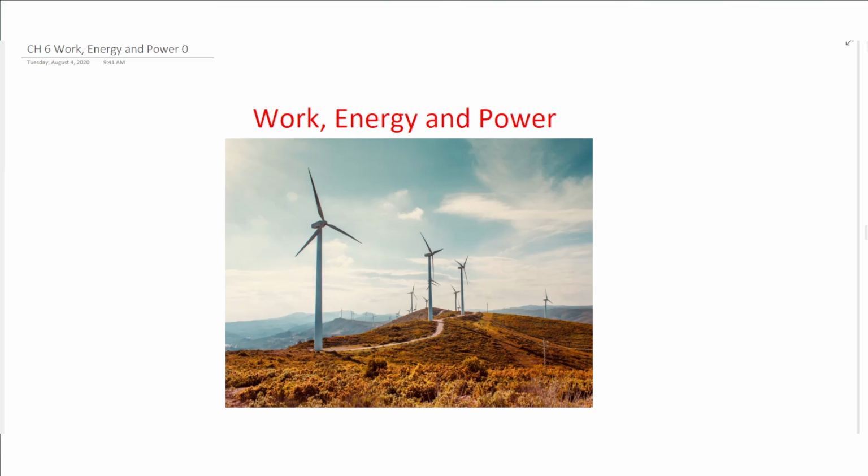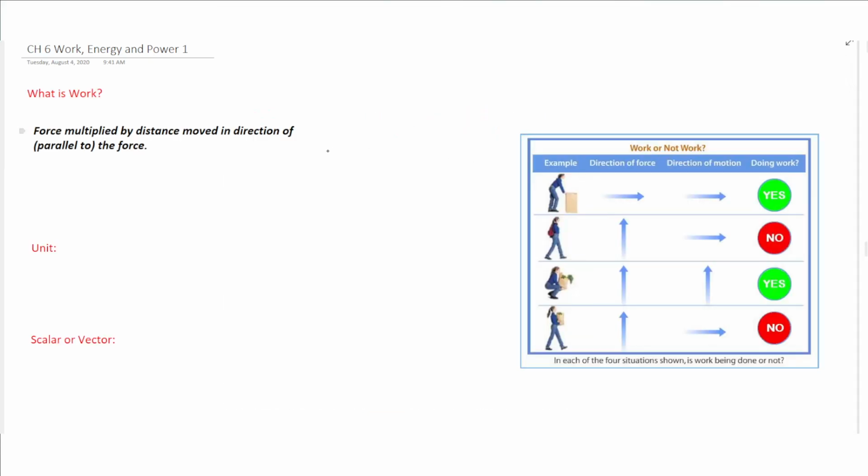Next chapter is about work, energy, and power. Work is defined as the force multiplied by the distance parallel to the force, or in the direction of the force, and the unit for work is joules, but you must use force in newtons and distance in meters. You cannot use any other units than the base SI units. It is a scalar quantity. It is not a vector. It has no direction. Work has no direction, even though force and distance have directions, but work does not have direction.